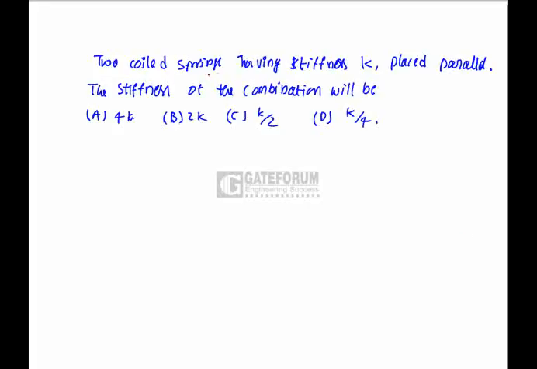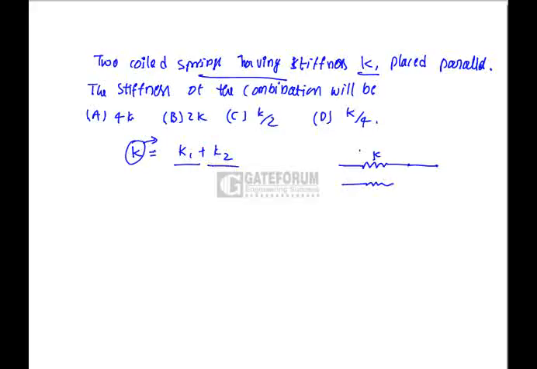Question: two coiled springs having a stiffness K, so two coils each having a stiffness of K, and these two are connected in parallel. So the stiffness coefficient is K1 + K2. The combined stiffness coefficient K is the stiffness of the first coil plus the stiffness of the second coil. Here the stiffness is K plus K, therefore 2K is the answer. So option B is correct.